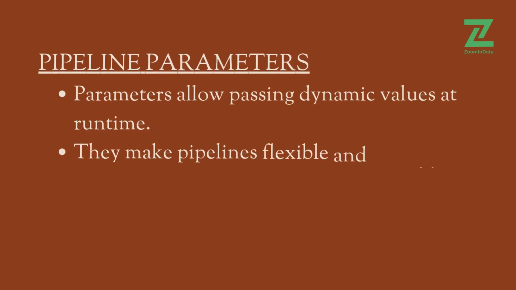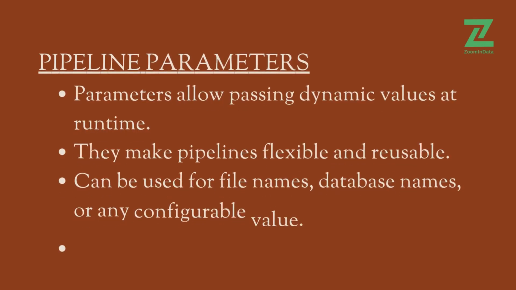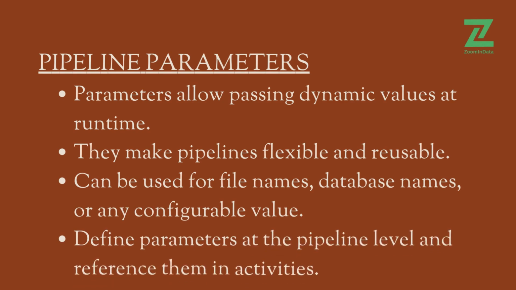Parameters in pipelines allow you to pass dynamic values at runtime. They make your pipelines flexible and reusable. Parameters can be used for file names, database names, or any other value that might change between runs. Define parameters at the pipeline level and reference them inside activities to make the workflow dynamic.